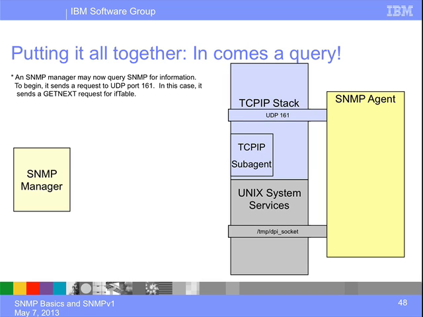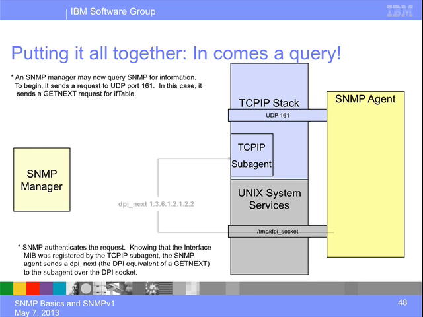An SNMP manager may now query SNMP for information. To begin, it sends a request to UDP port 161. In this case, it sends a GET_NEXT request for if table. SNMP authenticates the request. Knowing that the interface MIB was registered by the TCP/IP subagent, the SNMP agent sends a DPI next to the subagent over the DPI socket.